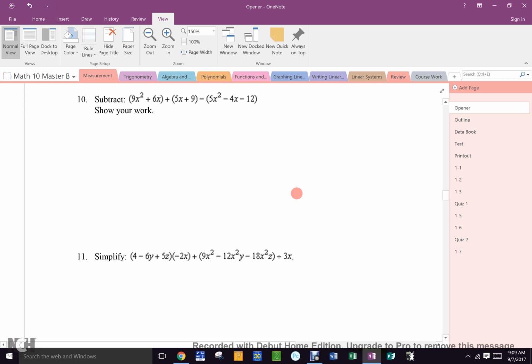Okay, so we got to number 10, which is not on the screen yet because I have to push that button. And now it's on the screen. And now we can go ahead.